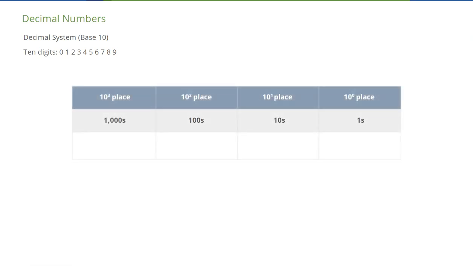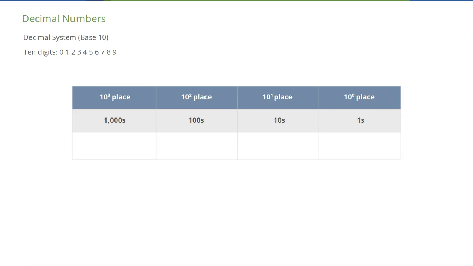Each position within a decimal number represents a power of 10. The table on screen shows places for the first 4 powers of 10. 10 to the third power is 1000, or the thousandths place. 10 to the second power, or 10 squared, is the hundreds place. 10 to the first power is the tens place. And finally, 10 raised to the 0 power is the ones place. Remember that any number raised to the 0 power is always 1.